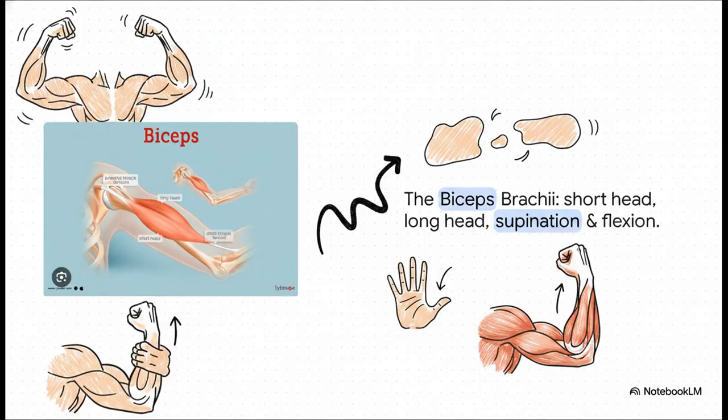Moving down the arm, we find the famous biceps brachii, which, completely true to its name, features a short head and a long head. Go ahead and flex your arm real quick. We usually think of the biceps purely as an elbow flexor, but surprise! Its primary function is actually supination, which is the action of turning your palm to face upwards. Flexion of the elbow is absolutely a major function too, but it shares that spotlight with its synergists.